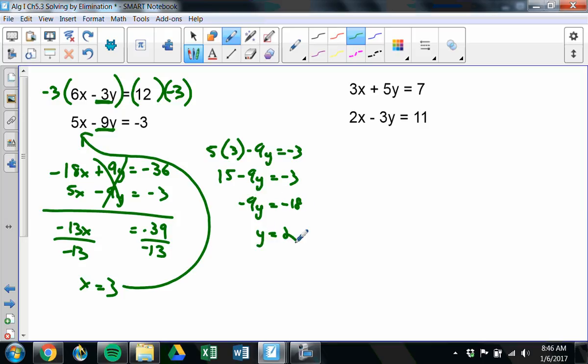Y is 2, it's the point (4, 2). If I check that, 18 minus 6 is 12, so the top checks. 15 minus 18 is negative 3, so the bottom checks. Now this is the first problem we've had here, the one on the top right.